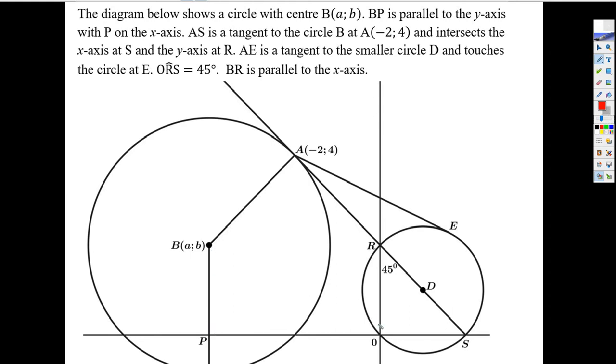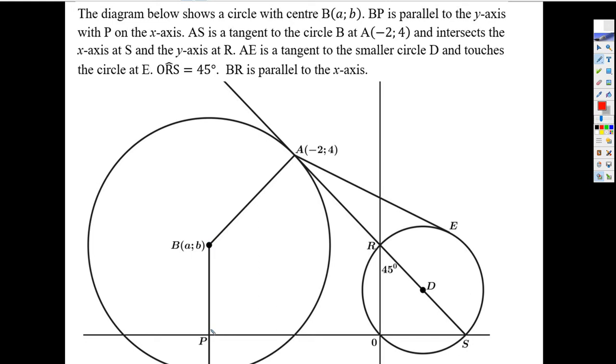BP, this is parallel to the y-axis, which is important. It means P is directly below here. So when they say parallel, that B matches with whatever the x coordinate is here. It's right here. It goes straight up.